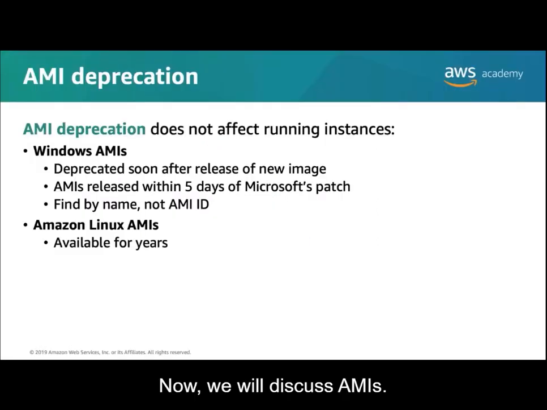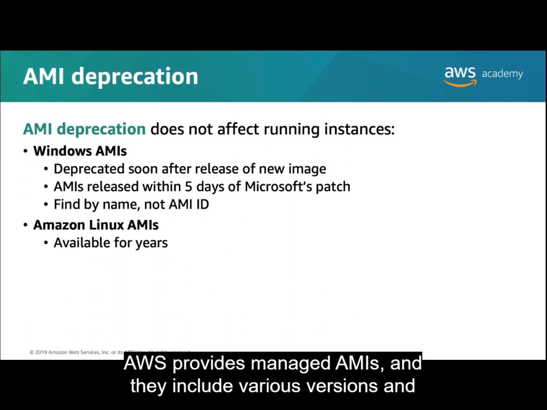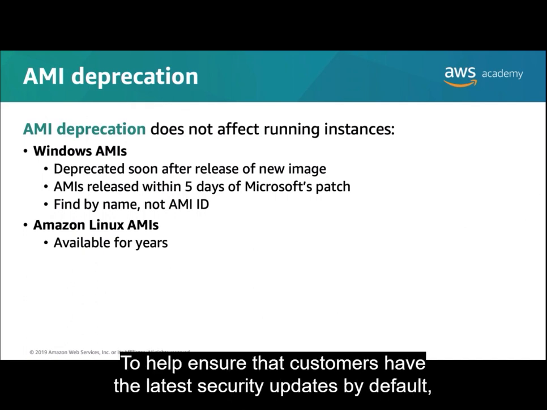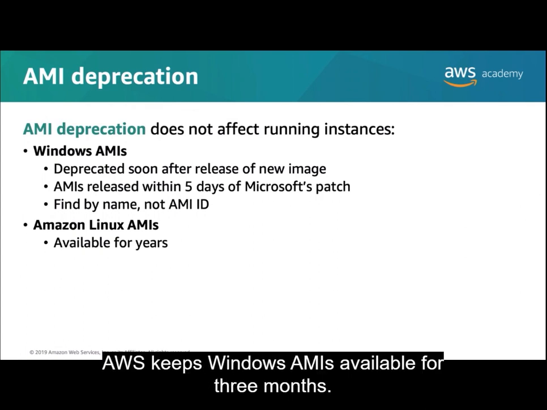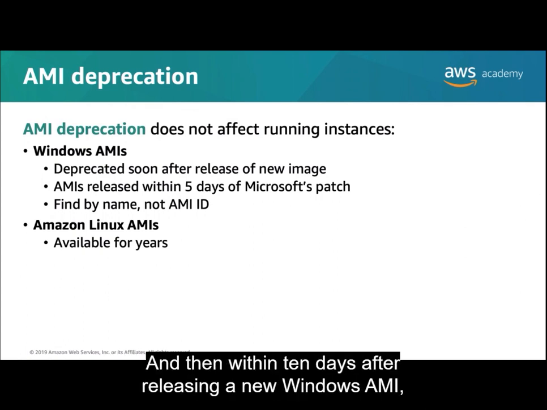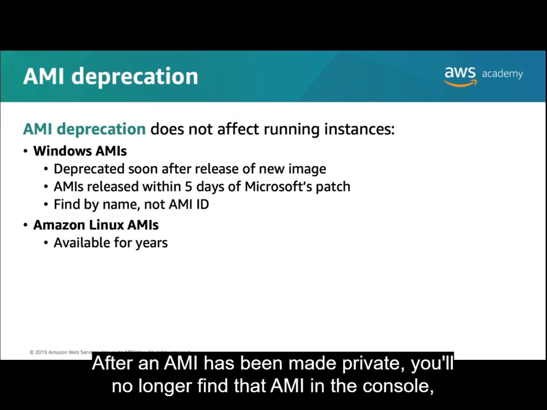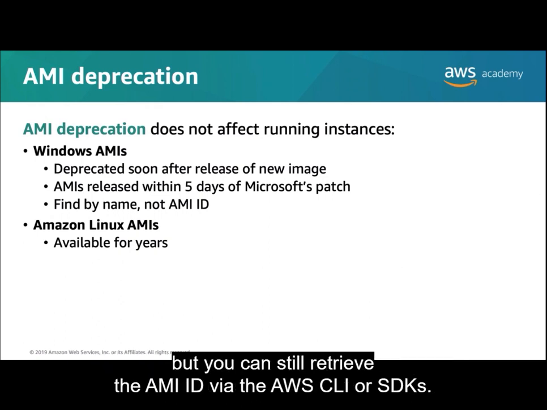Now we will discuss AMIs. AWS provides managed AMIs, and they include various versions and different configurations of Microsoft Windows Server. To help ensure that customers have the latest security updates by default, AWS keeps Windows AMIs available for 3 months. And then within 10 days after releasing a new Windows AMI, AWS makes the Windows AMIs that are older than 3 months private. After an AMI has been made private, you'll no longer find that AMI in the console, but you can still retrieve the AMI ID via the AWS CLI or SDKs.